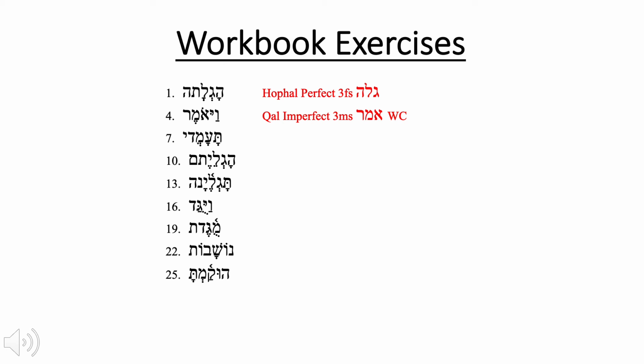Number 4 is a Qal imperfect 3ms from amar. It is a vav consecutive. We know that it's a 3ms because of the yod on amar, and we know that this is a Qal imperfect, one of the angry baker verbs, giving us yomer, vayomer, a very common word in the Old Testament. What about number 7? How do we parse number 7?